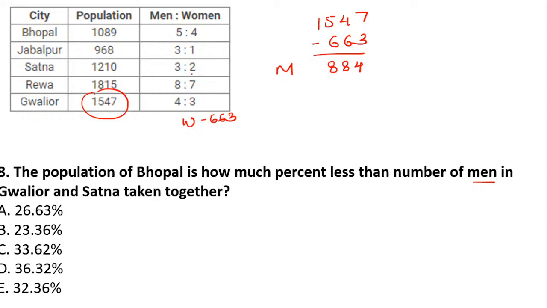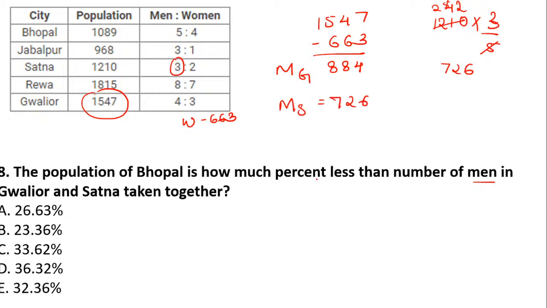Satna we have not done. So directly that fraction formula I am going to use. Okay, what is that fraction formula? The Satna population I will write. Then I have to find the number of men. So men is where? Men is 3. 2, sorry, 3 I will write here, upon 3 plus 2 is how much, students? It is 5. Okay, so when I do this, let me multiply. 1210 divided by 5 will give you 242, and 242 into 3 will give you 726. So you know the number of men in Gwalior, and this is the number of men in Satna, that is 726.